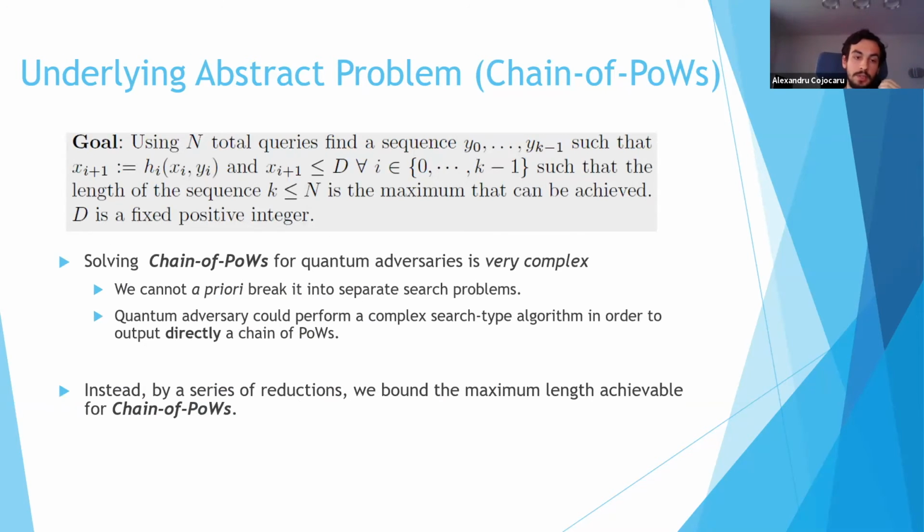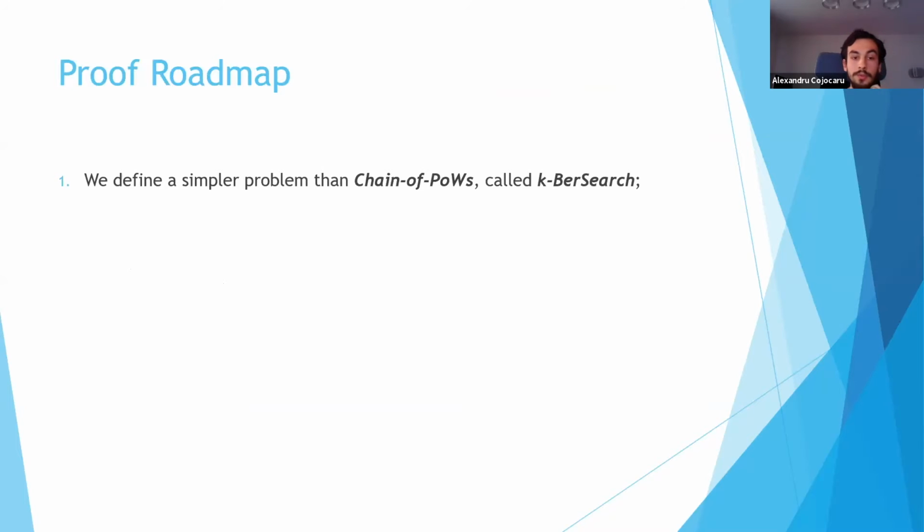So essentially, we can see that directly solving the chain of PoWs for a quantum adversary is a very complex task. So first of all, we cannot a priori break it into separate search problems. And also, we can imagine that the quantum adversaries would be able to perform a very complex search type of algorithm to output directly a chain of proof of works. So our approach is to actually use a series of reductions to bound the maximum length achievable for the chain of PoWs problem.